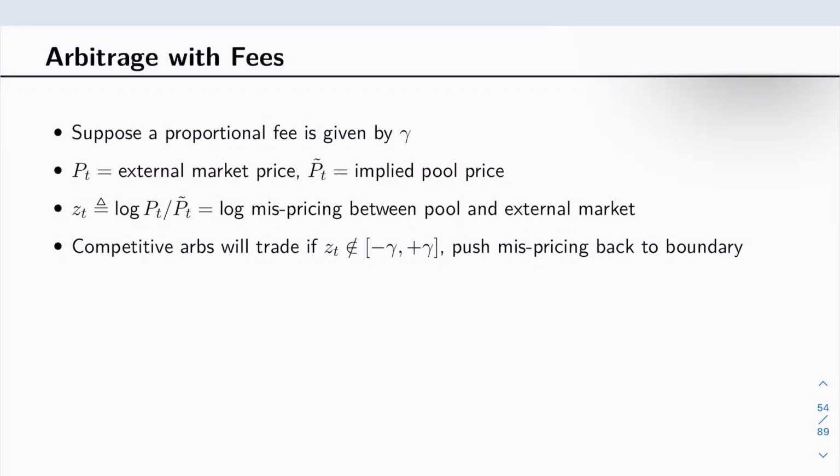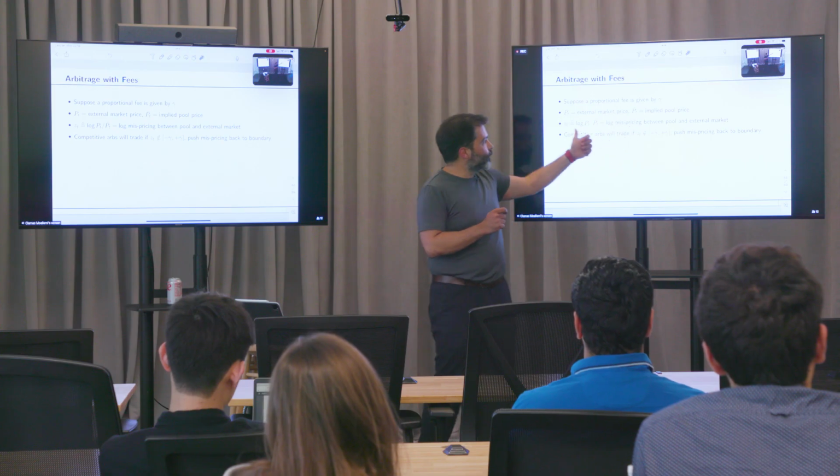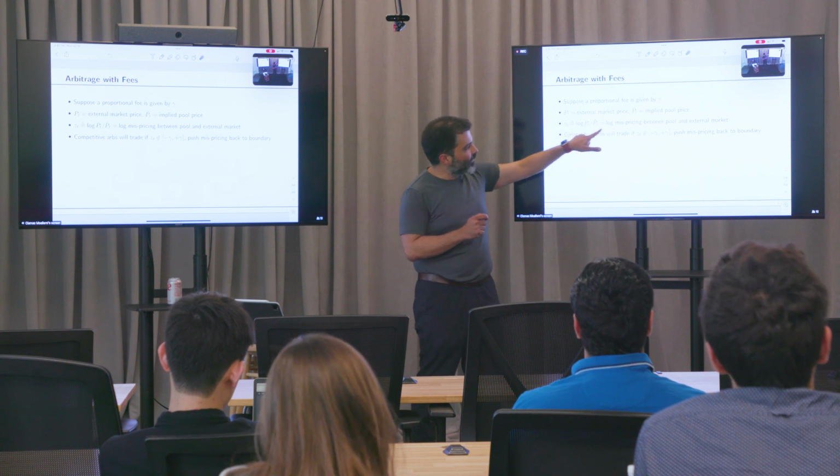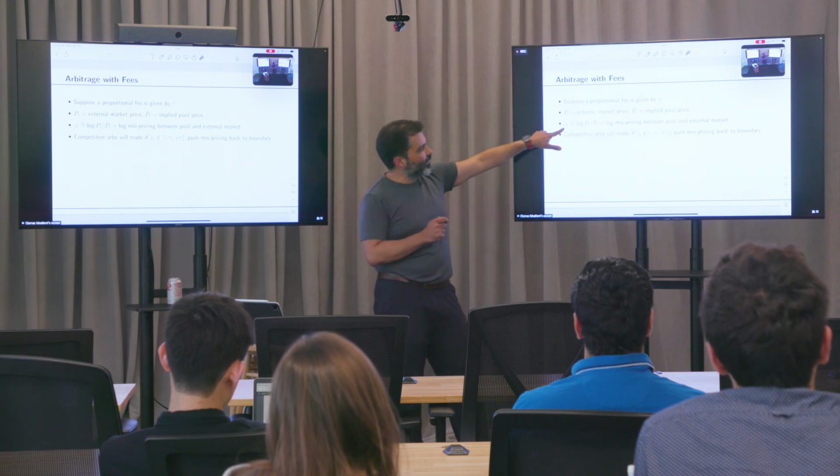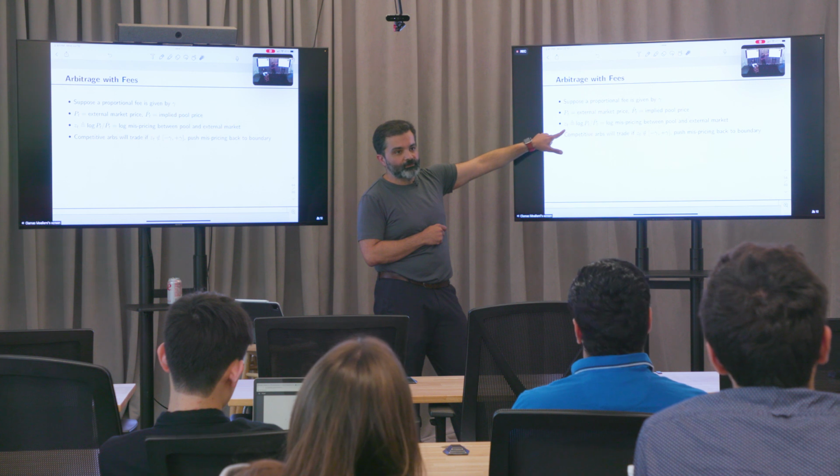Let's imagine we have a proportional fee given by gamma, like let's say gamma is 30 basis points. Now I'm going to have two prices. I have P_T, the same external market price I have before, but I have to separately track P tilde T, the implied price of the pool. And that's because these two are no longer always equal. Right? Because there's now a friction, it costs money for the arbitrageur to trade on this pool, it won't necessarily equate these two prices. Right? And so we're going to keep track of that by keeping track of the mispricing between the pool and the external market through this variable Z_T.